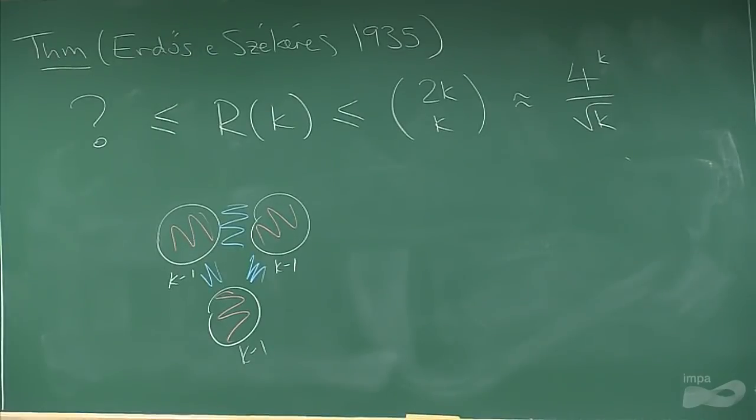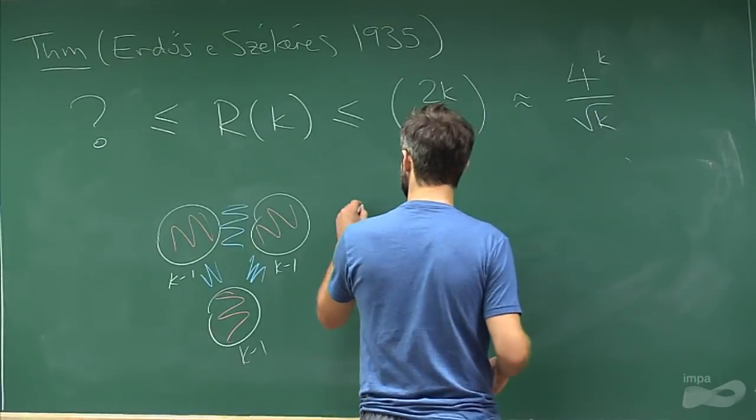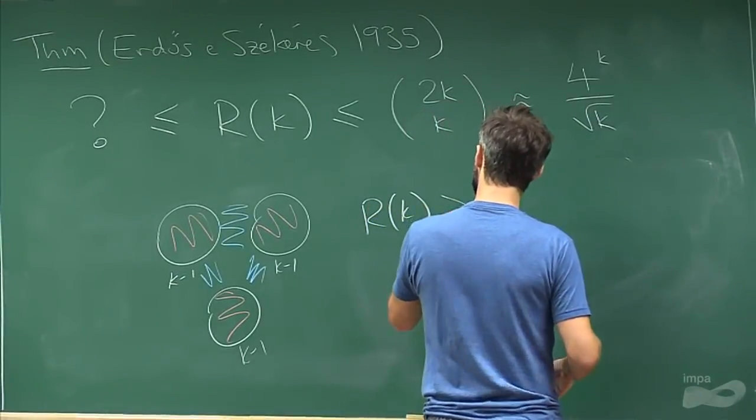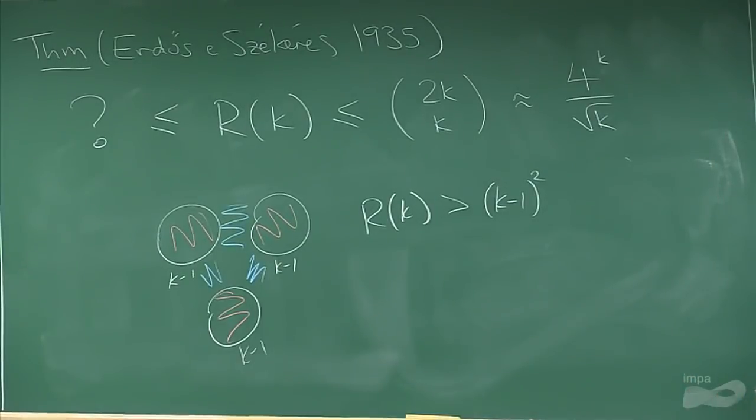How far? k minus 1 times. Right. R of k is greater than k minus 1 squared. This is the construction I expected you to find. Your homework is really to find this construction and then realize that you're stuck and you can't do any better.